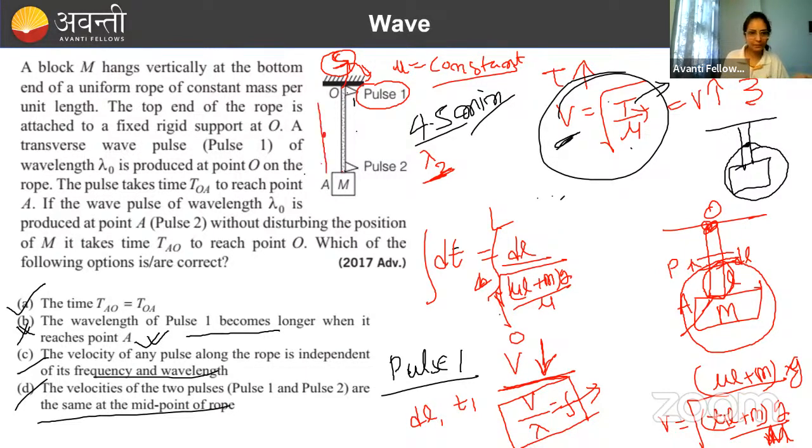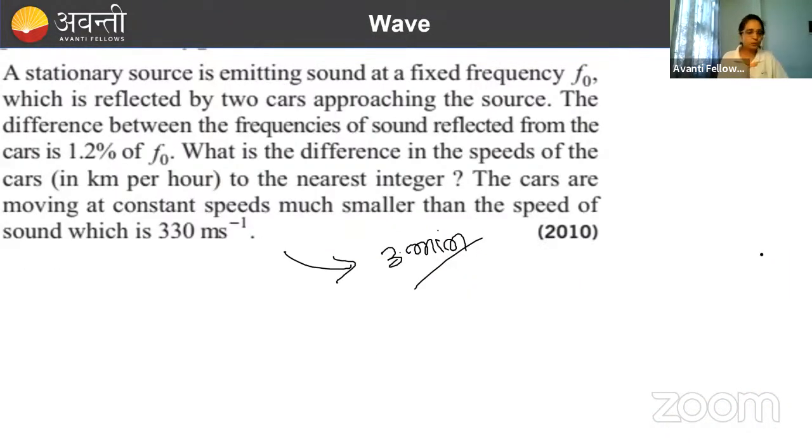So as it is coming down, velocity is decreasing, so wavelength will also decrease. Then statement B was what? Incorrect. Okay. Now let's focus on this question.